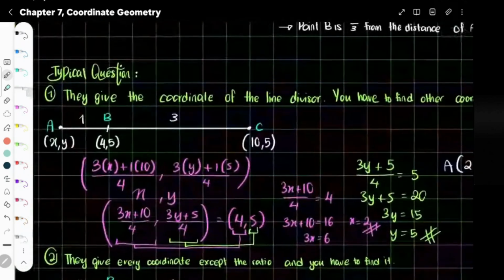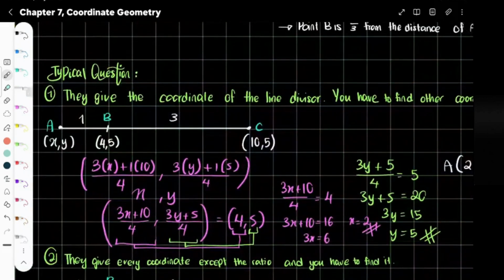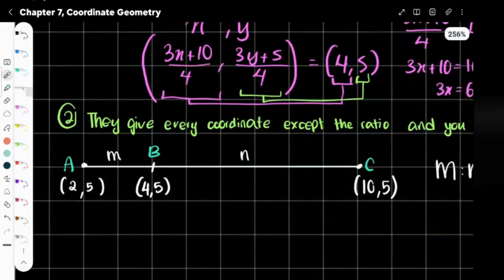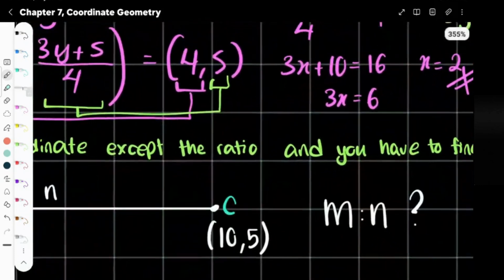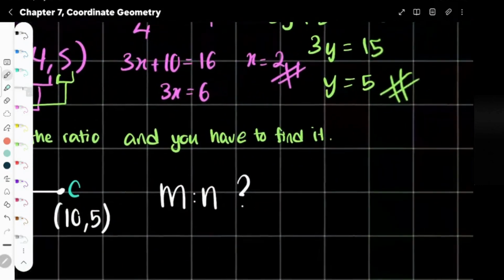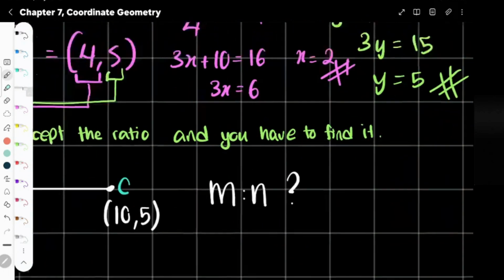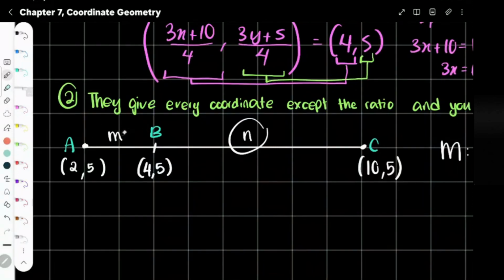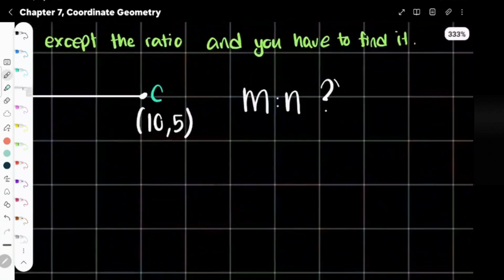So now that's the first way they can ask this question. The second way they can ask is they give every coordinate except the ratio, the M and N. They didn't give you that, and you have to find it. So look here. This is the same from the top, but of course we're not going to use it. So they did not give M and N, and you have to find them, and they want it in this form here.